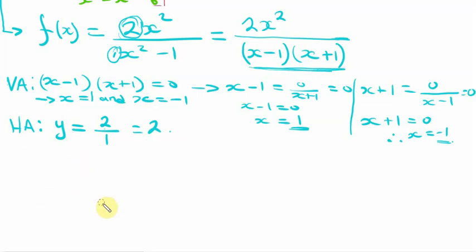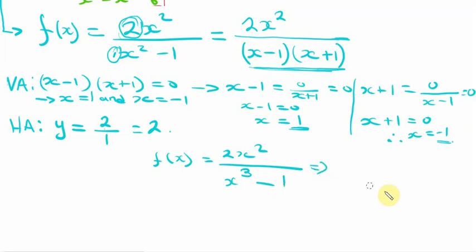There's another case, however. Let's say, for example, f of x is 2x squared over a denominator of a higher order, the power 3 minus 1. In this case, our horizontal asymptote will be at y equals 0.